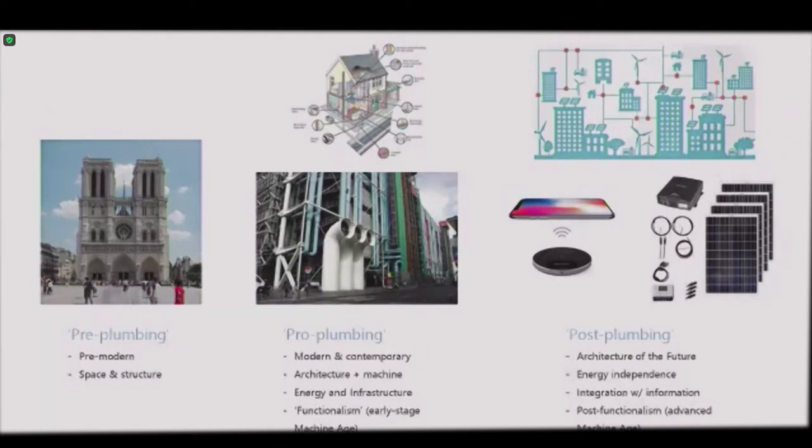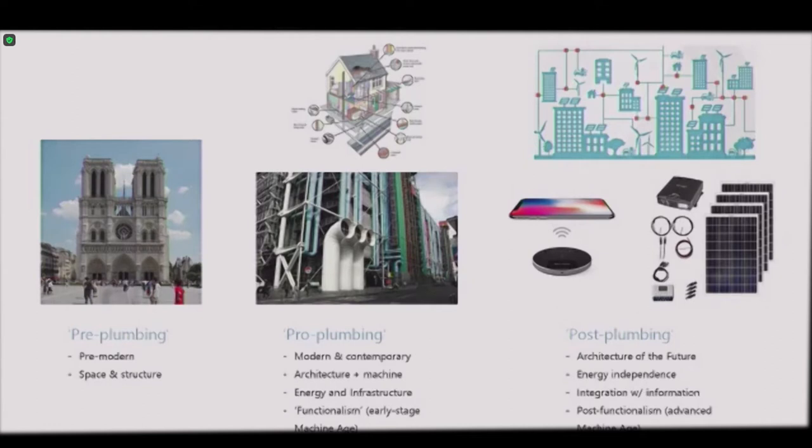The keyword I love to use is plumbing, because plumbing actually is wiring and piping, and they represent how machines interact with buildings. For example, the majority of global architectural history and many buildings belong to what I call the pre-plumbing era. All those beautiful Gothic cathedrals, Renaissance and Baroque buildings, and Greek and Roman buildings, they all belong to this category. They are pre-modern, and these buildings were designed and built before the advent of the machine age. So, in other words, they didn't have any kind of relationship with any kind of machine.